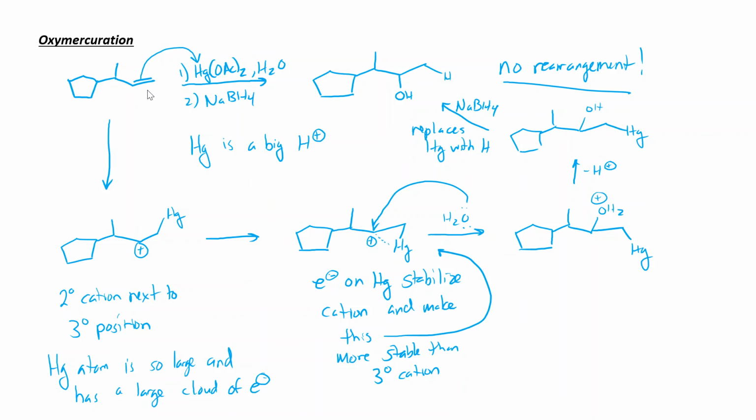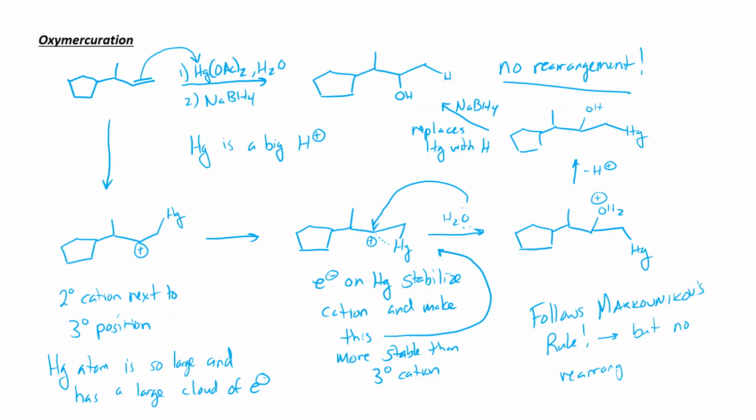What I'm more interested in you being able to remember and know about this mechanism is the idea of creating the carbocation. So this is still Markovnikov's rule. Eventually we're adding our hydrogen to the less substituted position, so that means we're adding our mercury to the less substituted position, and we're creating the cation at the more substituted position so that our conjugate base, water, can attack there. So this still follows Markovnikov's rule, which is great, but we don't have to worry about rearrangement.